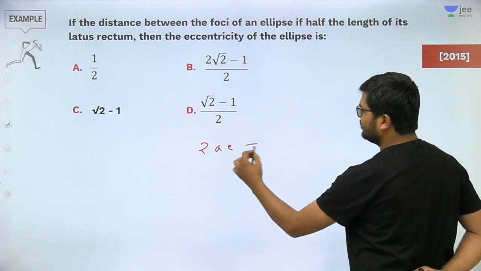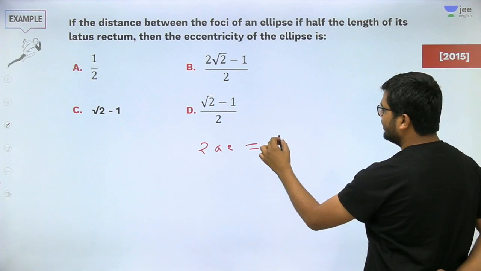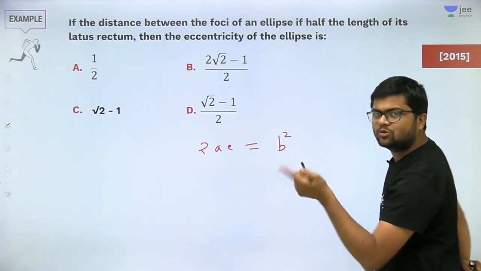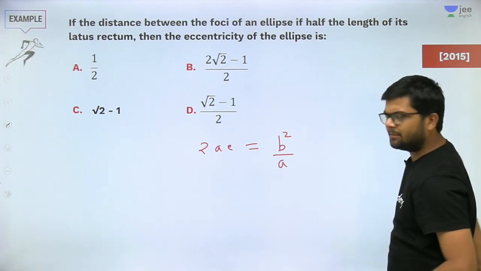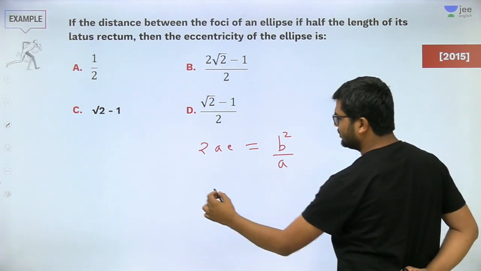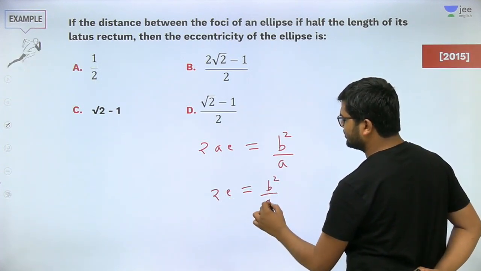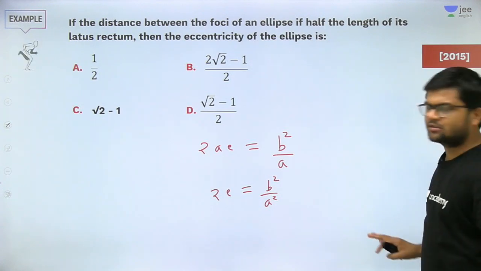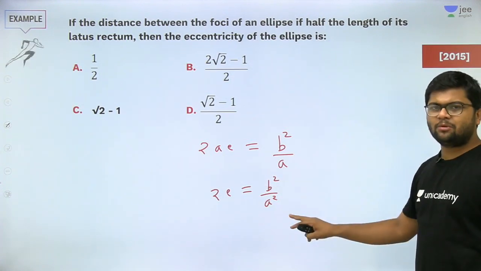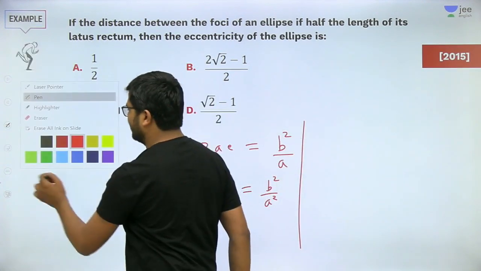It is given to me as half the length of its latus rectum. So latus rectum length is 2b square upon a. So its half will become b square upon a. Getting my point? Now just take a on the left hand side, it will become 2e is equal to b square upon a square. Now what has been asked in the question? Eccentricity we need to find. So I am eliminating b square upon a square and creating the variable only e, so that we can do the calculation.